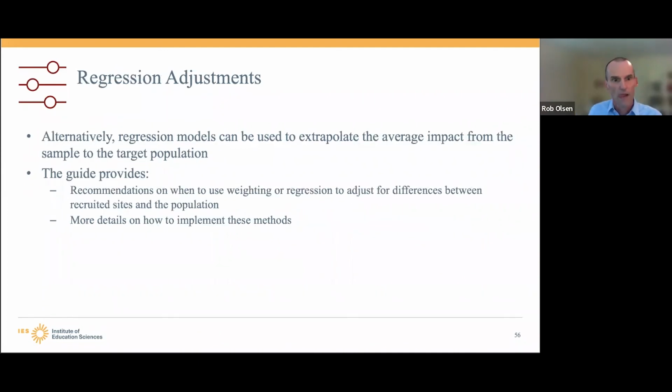Next slide. So alternatively, regression models can be used to adjust for differences between the sample and the target population. The general idea is to first model the relationship between impacts and potential moderators in the study sample. And then second, to plug the average characteristics of the target population into the model to predict the population average impact. The guide provides more details on how to implement weighting and regression methods for enhanced generalizability.